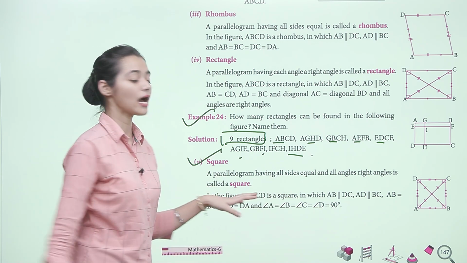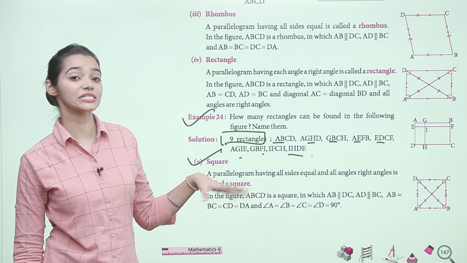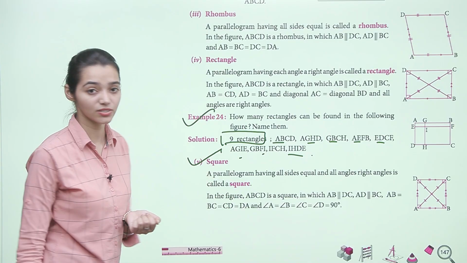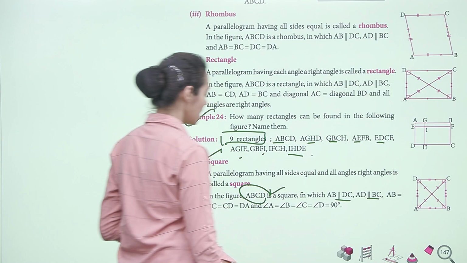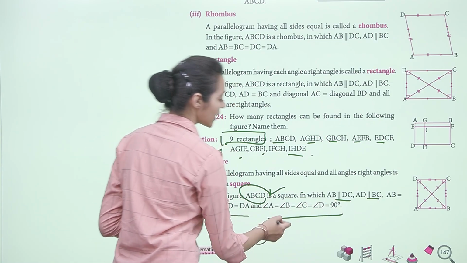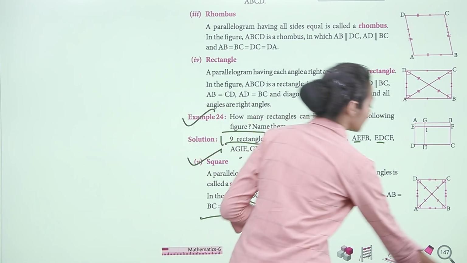Now square. A parallelogram having all sides equal and all angles at right angle is called a square. For example, ABCD is a square in which these sides are parallel and all the sides are equal and all the angles are of 90 degree.